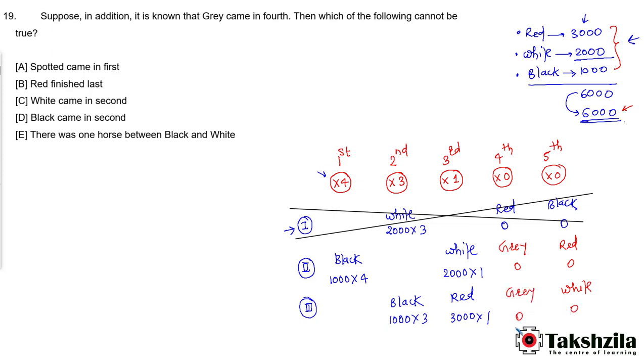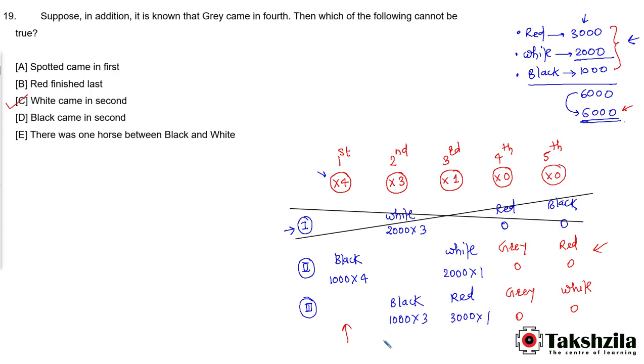Now then, which of the following statements cannot be true? Spotted came in first. It is very much possible here. Red finished last. It is possible over here. White came in second. Yes, white came in second is not possible. Let's check other statements as well.